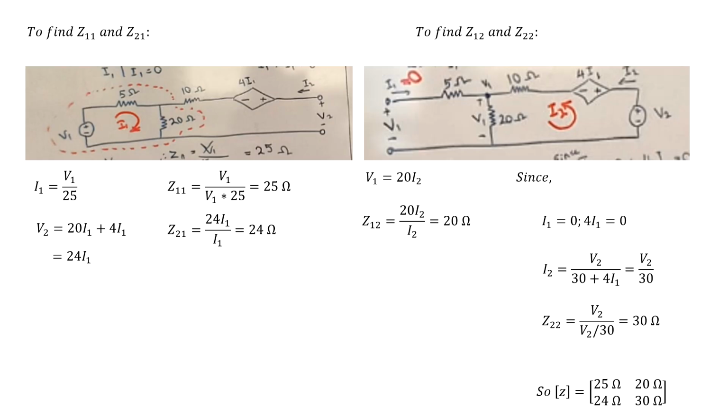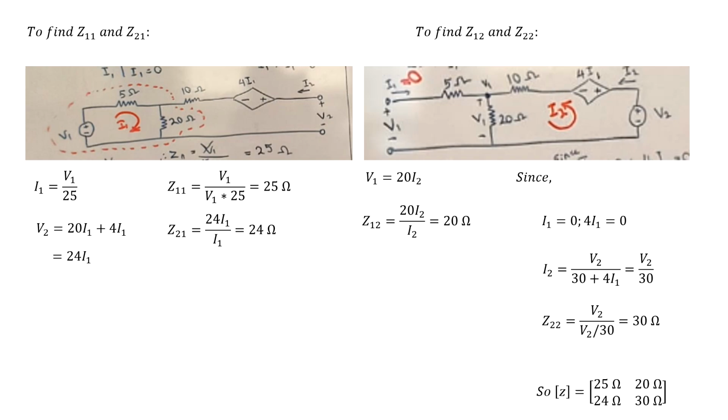Now to solve for Z12 and Z22, we have to open circuit the voltage source at V1 and apply a voltage source at V2. So you solve for Z12, which equals 20 ohms. And for Z22, since I1 is equal to 0 because it is an open circuit at V1, 4I1 will be equal to 0 as well. So you solve for Z22, and we get 30 ohms.